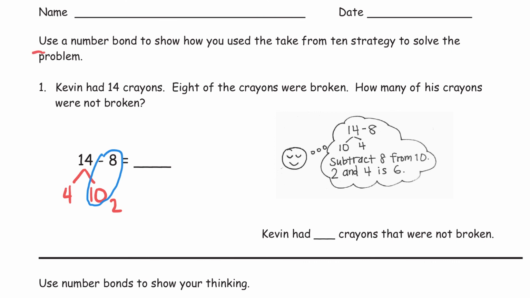So let's write down 6. Don't forget, we also need to write 6 over here to complete our sentence. Kevin had 6 crayons that were not broken. So this was our make 10 strategy. Let's take a look at number 2.